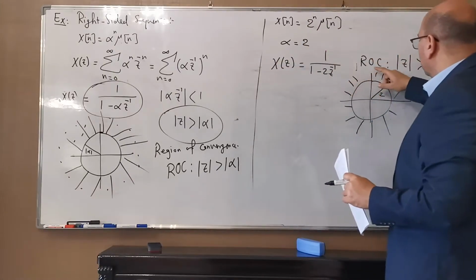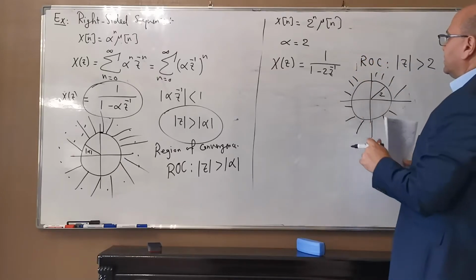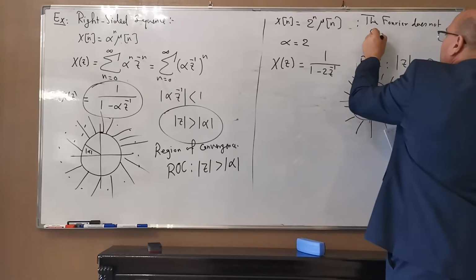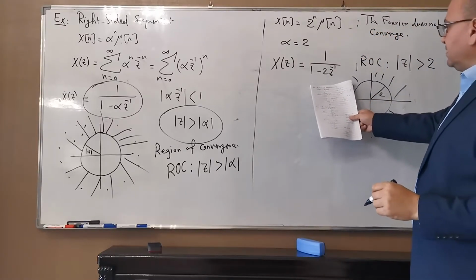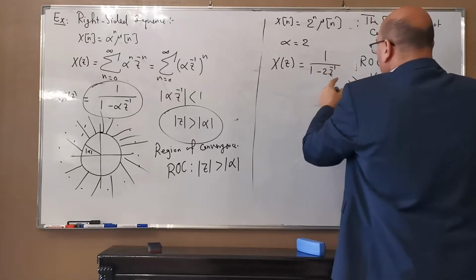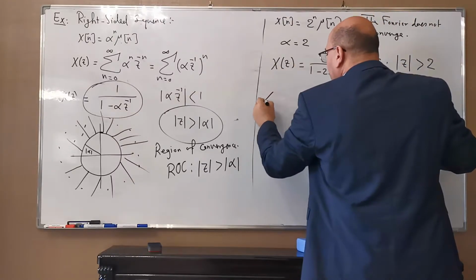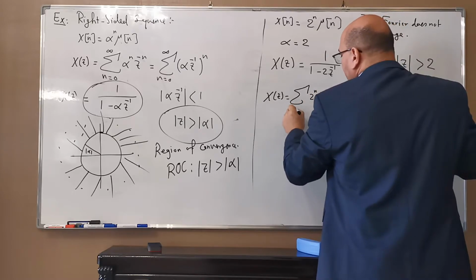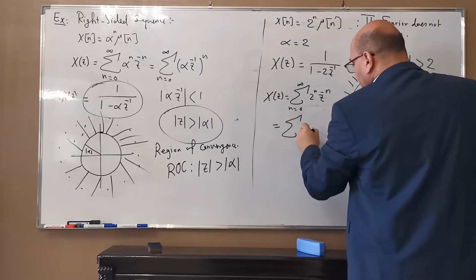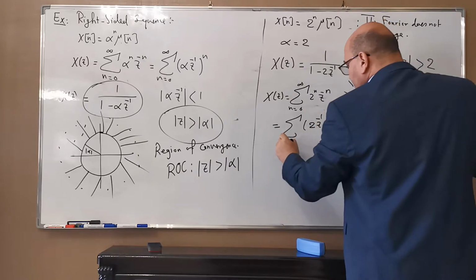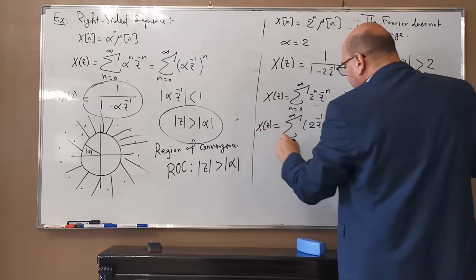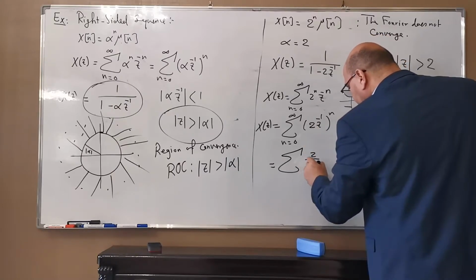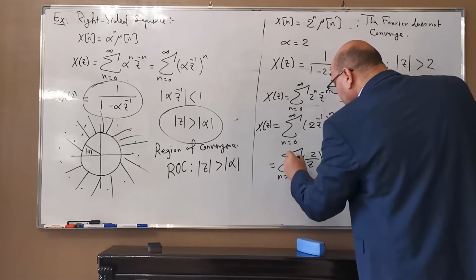For a right-sided sequence like this, the Fourier transform does not exist. The Fourier transform does not converge, but the X of Z exists and is equal to this one. You can see in the summation, when we apply this, that X of Z is equal to the summation of 2 to the n times Z to the minus n from n equals 0 to infinity. This equals the summation of 2 Z inverse to the power n from n equals 0 to infinity. This is our X of Z. If you look at this from a mathematical point of view, this is 2 over Z to the power n from n equals 0 to infinity.